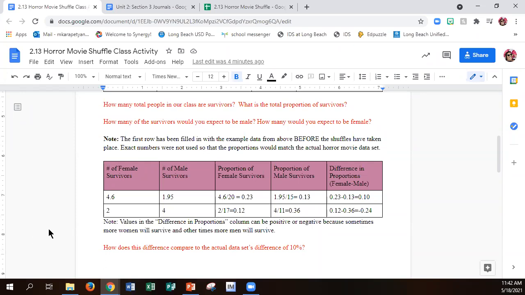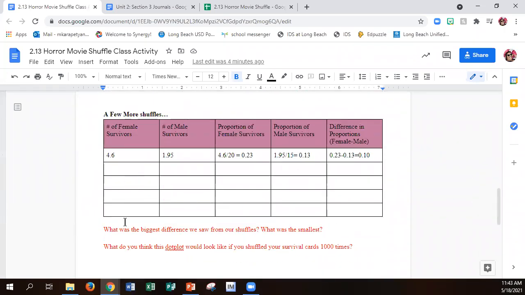So the next part is going to be fun, because I'm going to shuffle, you're going to calculate. For the next part of our activity, I'm going to shuffle our data 4 more times. After each shuffle, you're going to look at how many female survivors and male survivors there were, calculate the proportion of female survivors and the proportion of male survivors, and then find the difference in those proportions. Remember, our total number of females was 17 and our total number of males was 11, so that's what you're dividing by here.